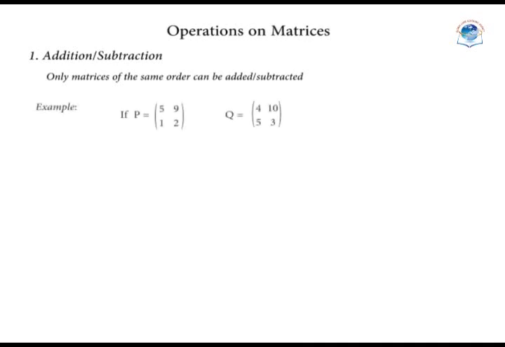For example, if P is equal to 5 9 1 2 and Q is equal to 4 10 5 3, then P plus Q is equal to 5 9 1 2 plus 4 10 5 3. That gives us 5 plus 4 is equal to 9. 9 plus 10 is 19. 1 plus 5 is 6. And 2 plus 3 is 5.